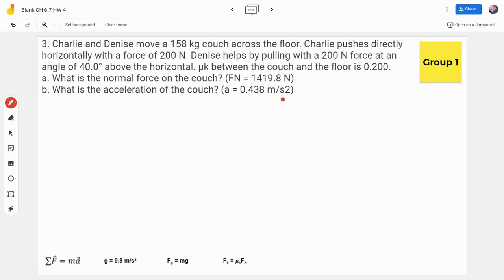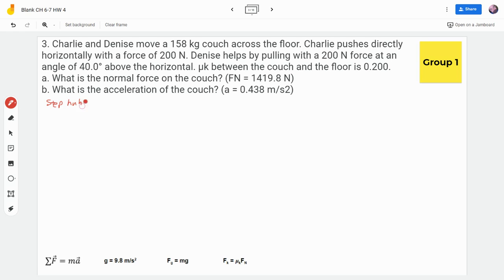Charlie and Denise move a 158-kilogram couch across the floor. Charlie pushes directly horizontally with a force of 200 newtons. Denise helps by pulling with a 200-newton force at an angle of 40 degrees above the horizontal. Uh-oh, her force is at an angle. We don't like that. Mu sub k, the coefficient of kinetic friction, between the couch and the floor is 0.200.